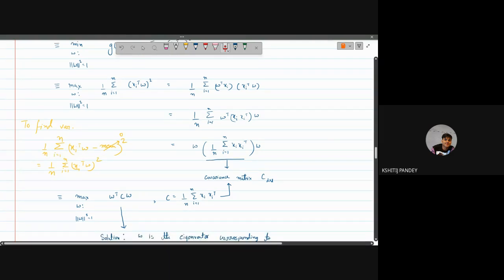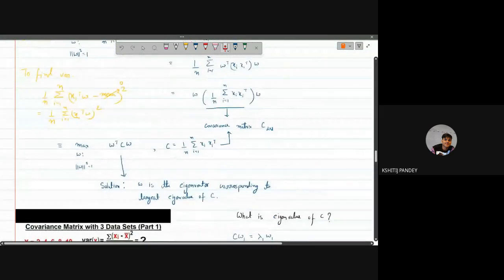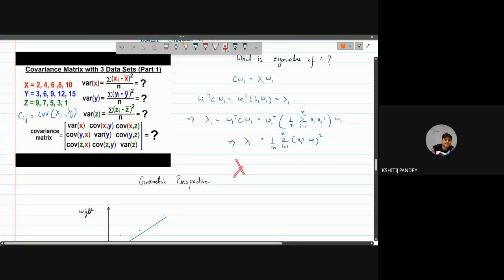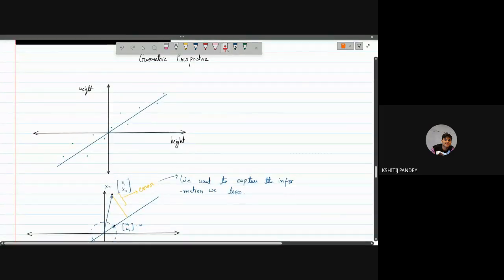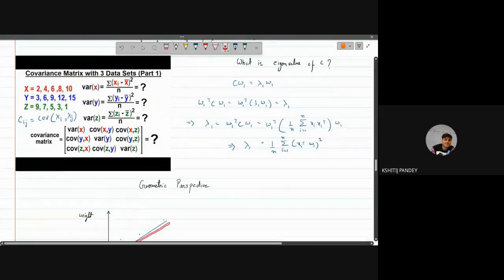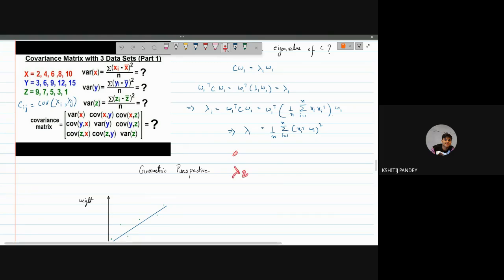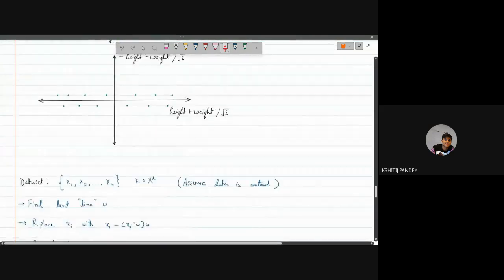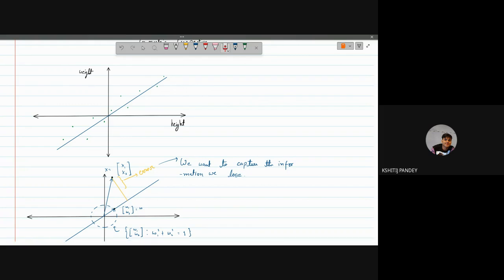So what is lambda in this? Let's discuss what lambda is and what W1 is. Lambda 1 is the amount of variance captured by the direction of W1. W1 is the eigenvector. So the amount of variance captured by this direction is lambda. So you will have lambda 1, which is the amount of variance captured by W1, then lambda 2, which is the amount of variance captured by W2. So now it is clear that your lambdas are nothing but the amount of variance captured, and eigenvectors are nothing but the directions in which the variance is captured.